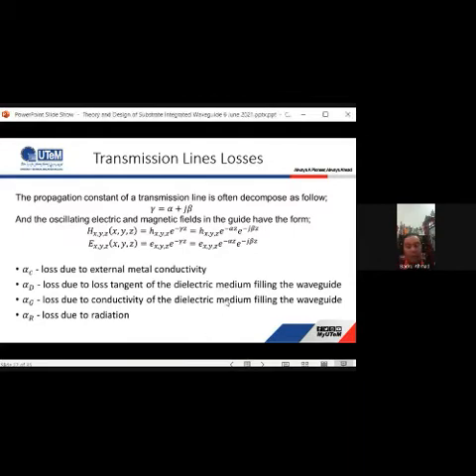So the SIW shows comparable or lower losses compared with other traditional planar structures like microstrip and coplanar lines, especially at higher frequency. If the substrate is thick enough, the losses are dominated by the dielectric behavior of the substrate. Okay, next.